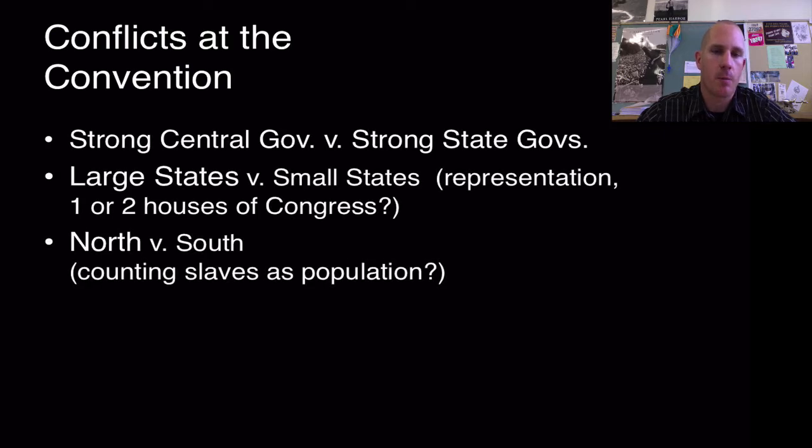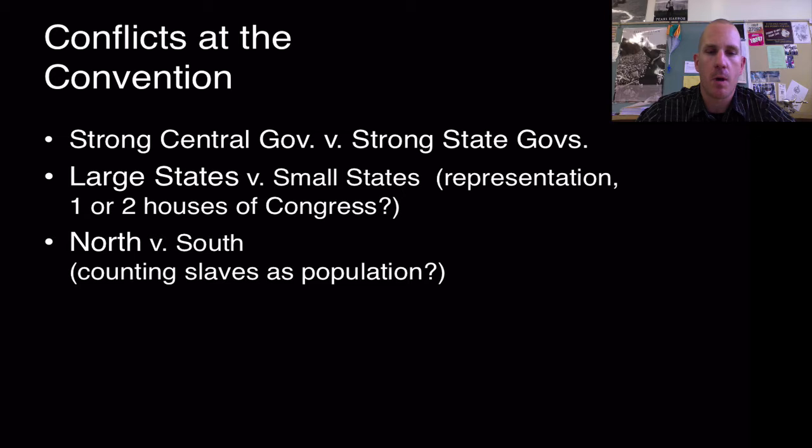So the conflicts itself, what are we going to have? Are we going to have a strong central government or a strong state government? This is where the people are really going to be concerned, because under the Articles of Confederation, the states are strong and the power is much more in the people's hands. And with this new constitution, the idea is that government is going to be a lot stronger.